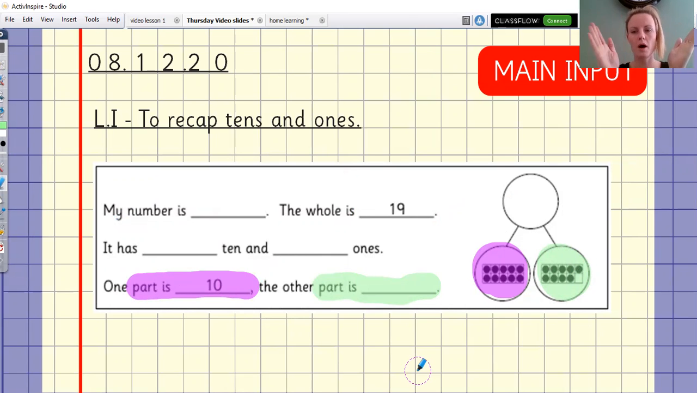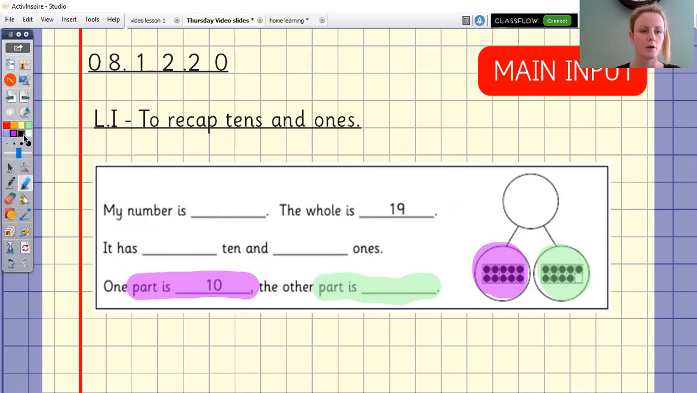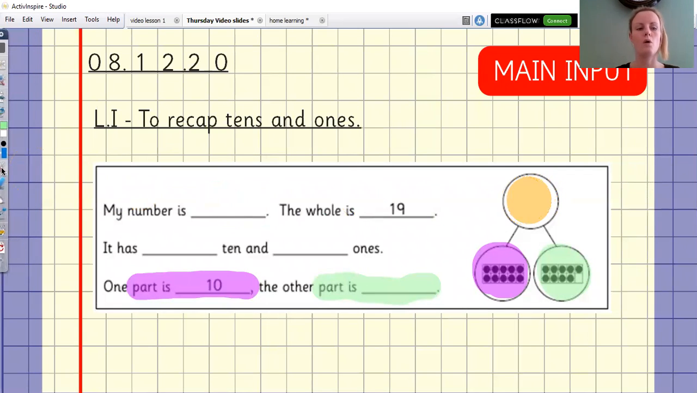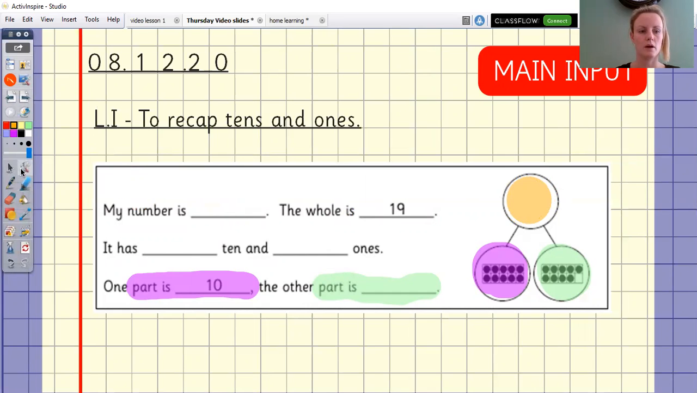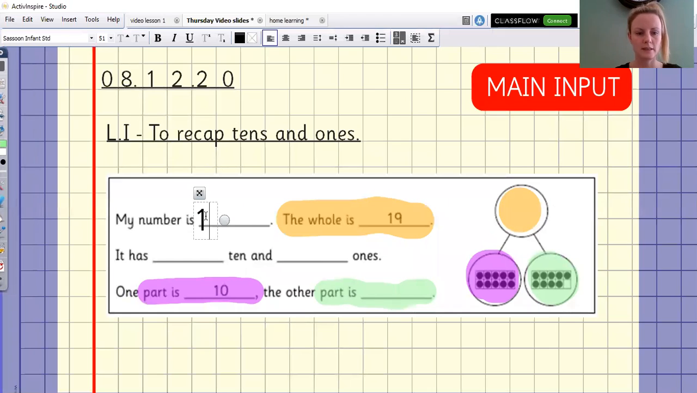Then we know part, whole. So the whole number is the number at the top of the part, whole model. Okay, so we know that this is the whole number. So the whole number is 19. So what we can do now is we can use this time to write the number 19 in our part, whole model. Here we go. You would just pop it there, okay? And you can draw this out if you need to.